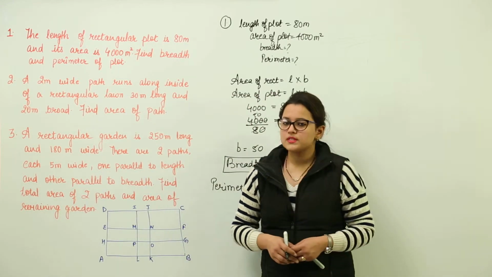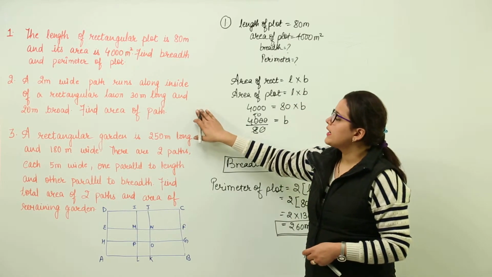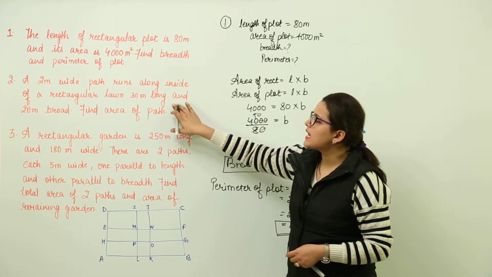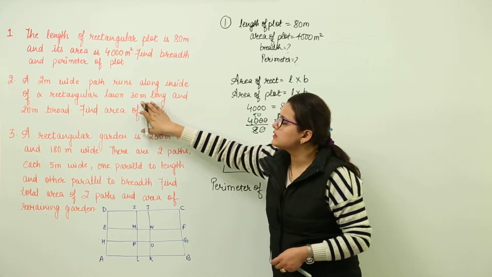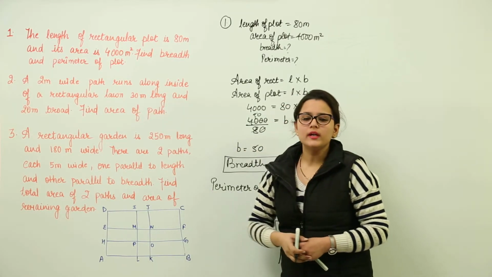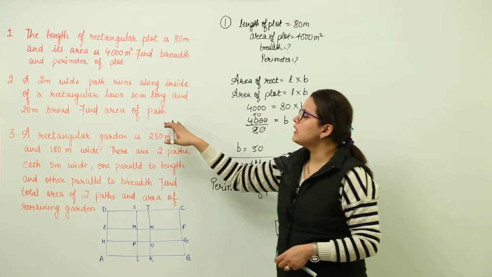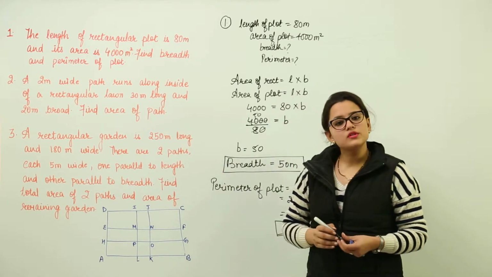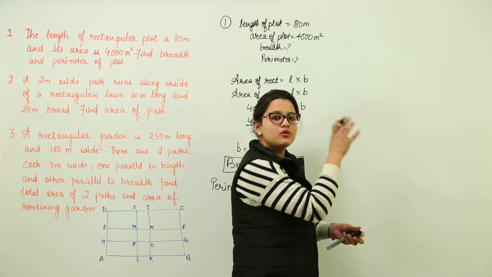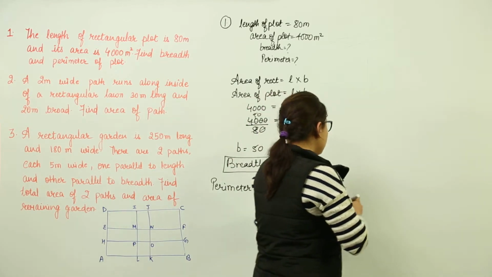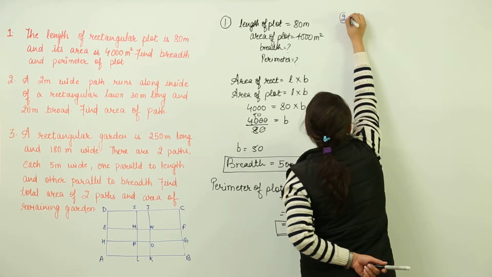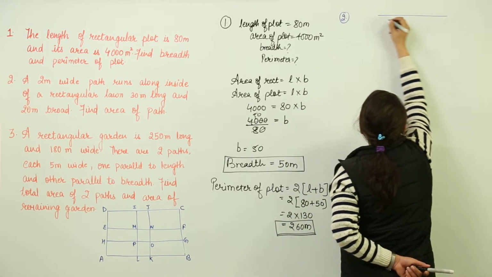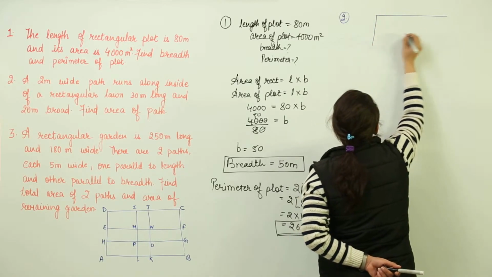Moving to the second question, we have a 2-meter wide path running along inside of a rectangular lawn. The lawn has length 30 and breadth 20 meters. We have to find out the area of that path. So first of all, let us understand and draw the figure to analyze what is the data given and what is to be found.